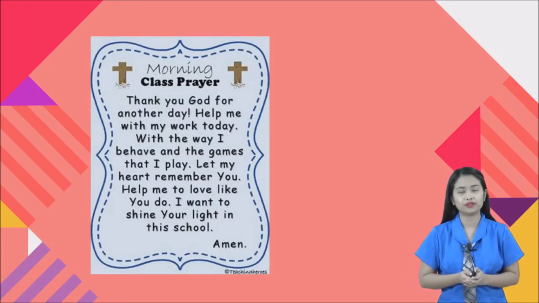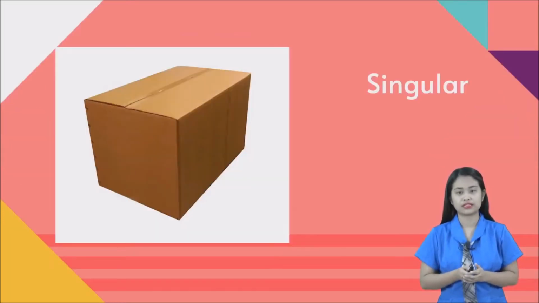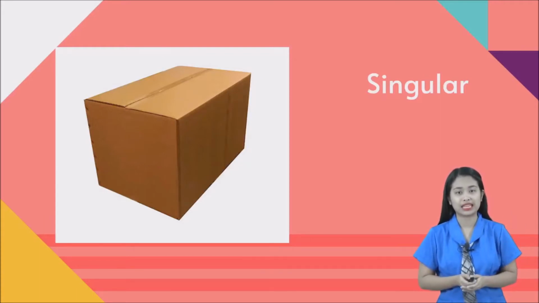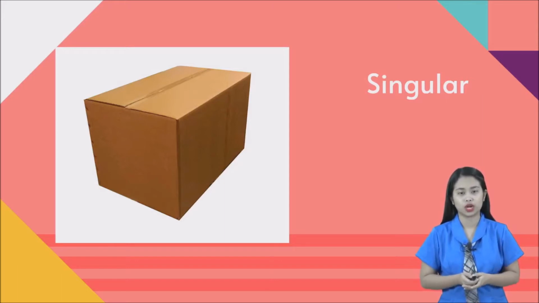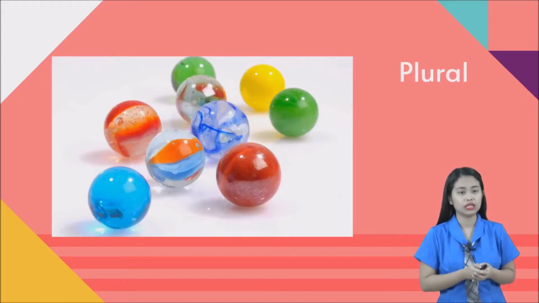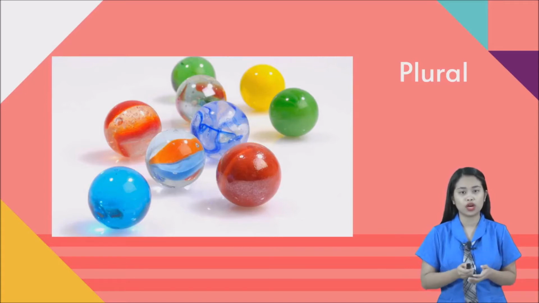First, we have to identify what these things are. As you can see, we only have one box, so it is singular. Remember, class, that when we are talking about a noun that is only one, that is called singular. And the next one, as you can see, the marbles are 1, 2, 3, 4, 5, 6, 7, 8, and 9. So we have 9 marbles. They are a lot, more than one, so they are called plural.